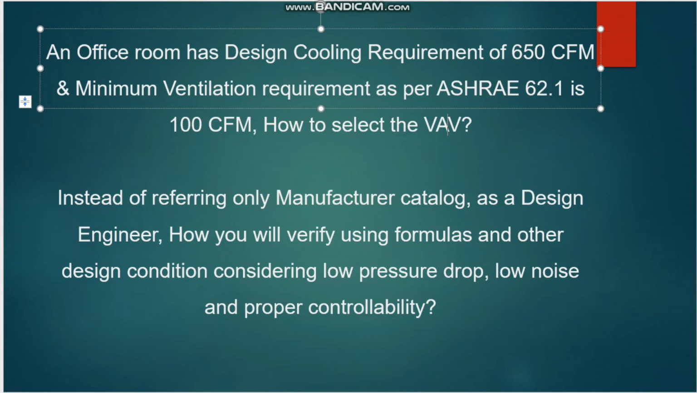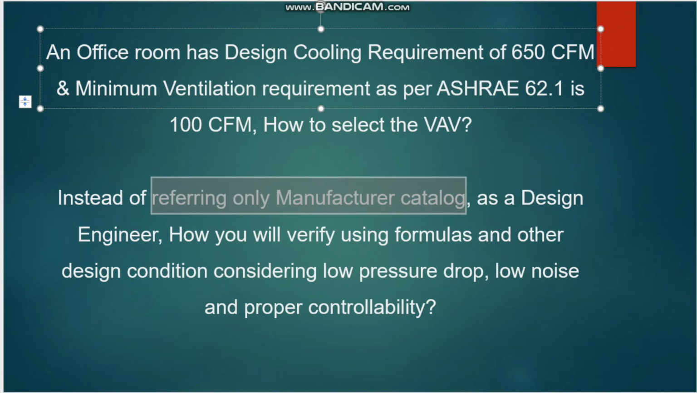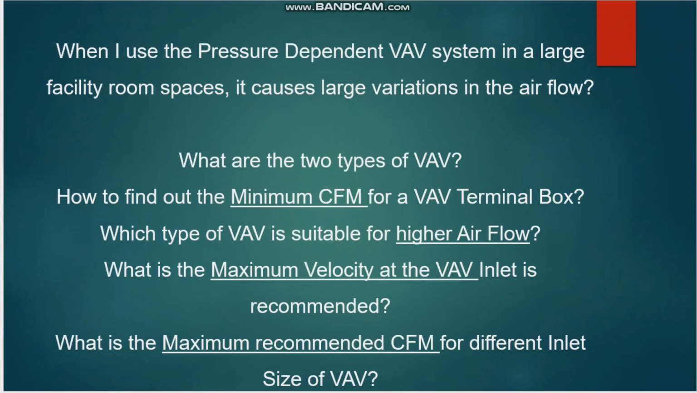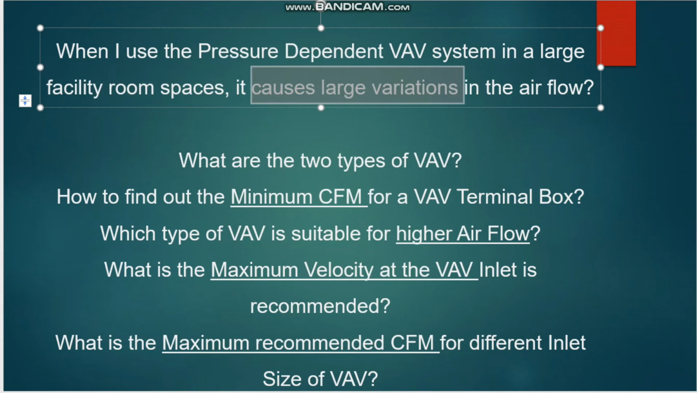So instead of referring only to the manufacturer catalog, as a design engineer, you have to know how to verify the answer using the formulas, and other design conditions you need to consider, like low pressure drop, low noise, and proper controllability. So now we need to know how to size the VAV, how to select the VAV using some backup formulas. And one more important thing is properly sizing the VAV. You can see the different questions, like when I use the pressure dependent VAV system in large facility room spaces, it causes large variation in the airflow. So you will get the answer for this question also.